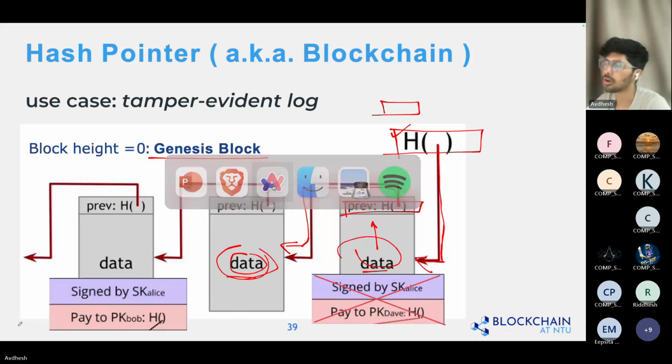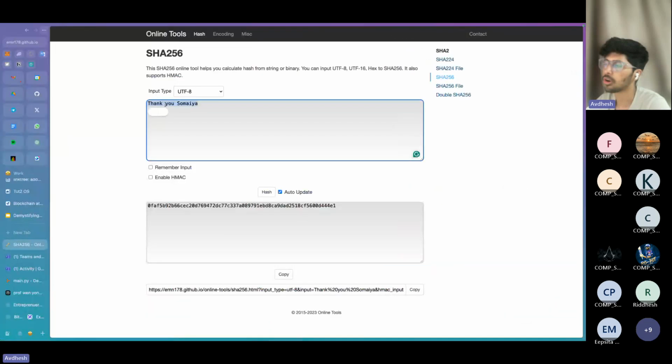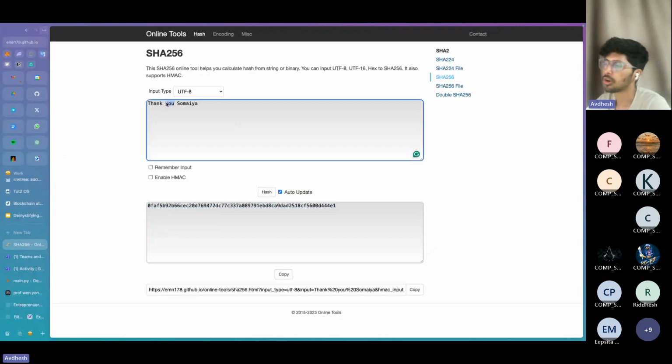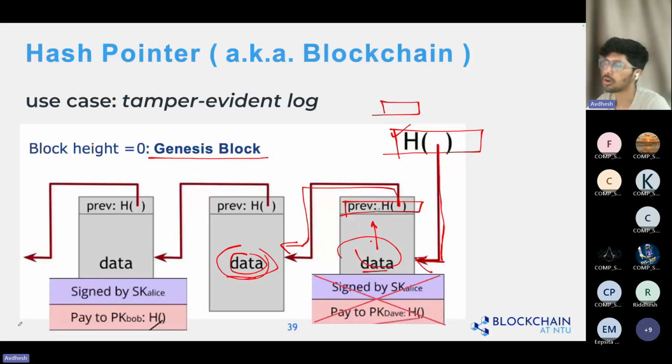Remember, we did the SHA-256 one. So this is the data, and we are hashing it. So this is the hash. If our data is "Thank you Somaiya" on this block, the previous hash will be of the Genesis block.